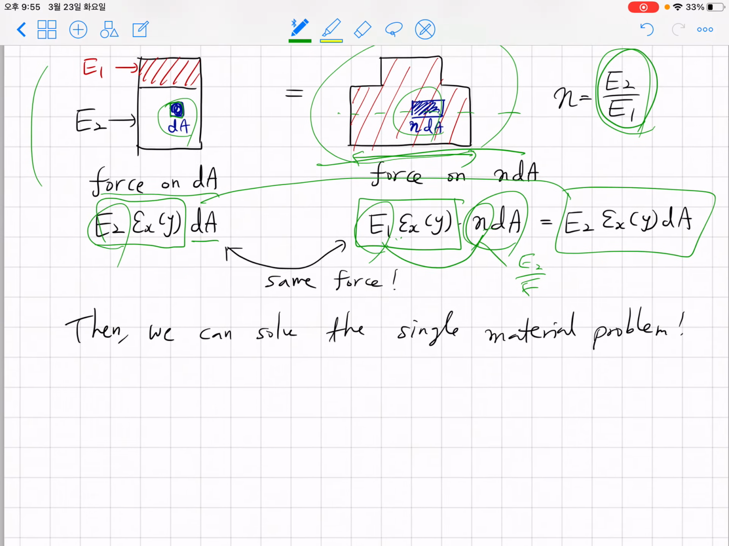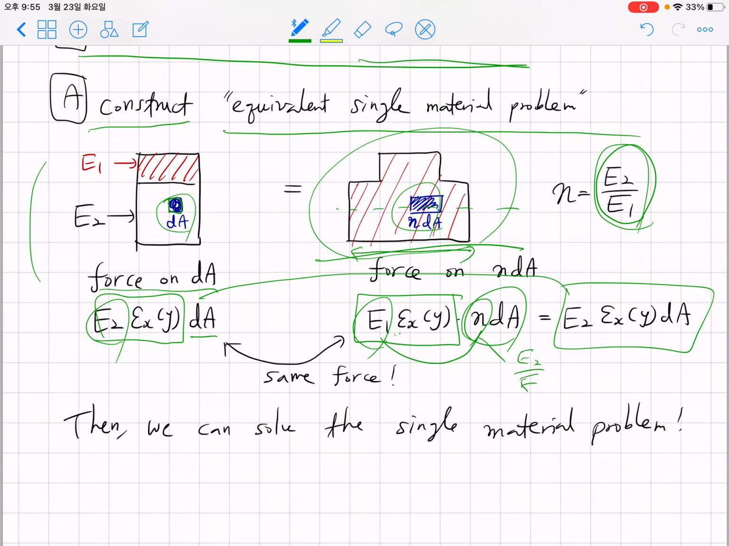So what we do is we set one reference material, put the reference material property in the denominator, and put the other material property in the numerator. Considering the ratio as n, you simply widen or shrink the other material in the ratio of n. Okay, so that we can solve the single material problem.